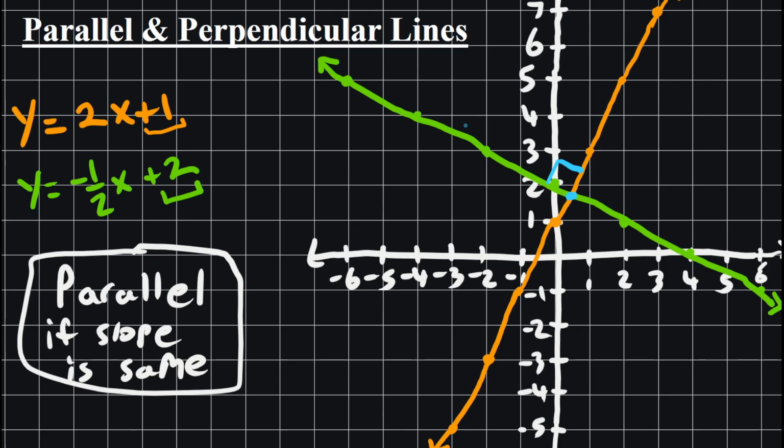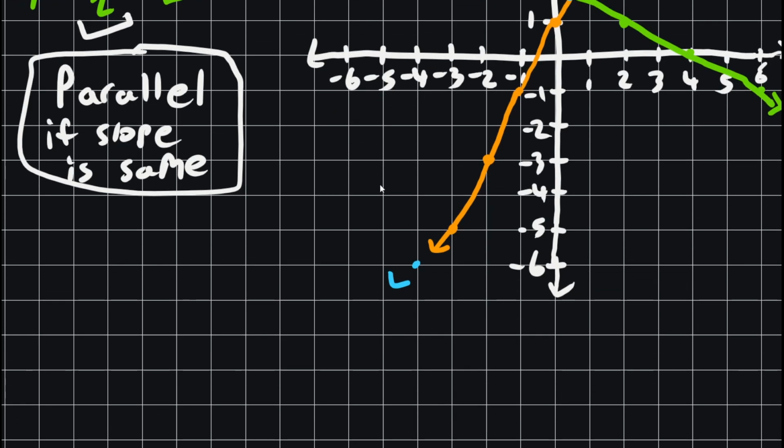So it looks like it's perpendicular, but how do we know? It's all about the slope. Take a look at their slopes. In the orange, the slope is 2. And in the green equation, the slope is negative 1 over 2. So this is the rule for perpendicular lines.